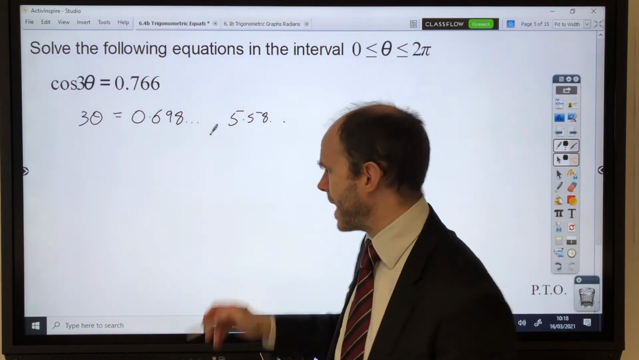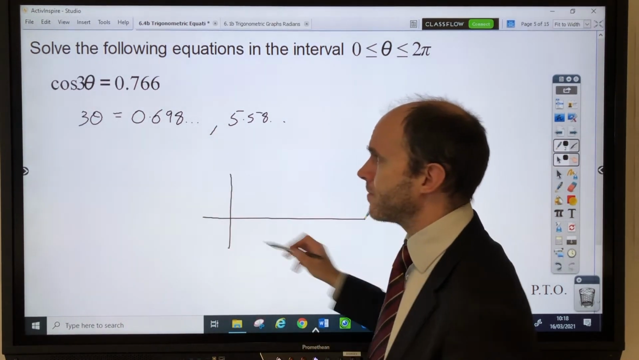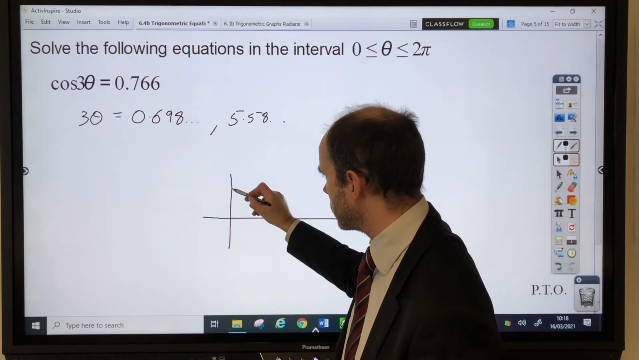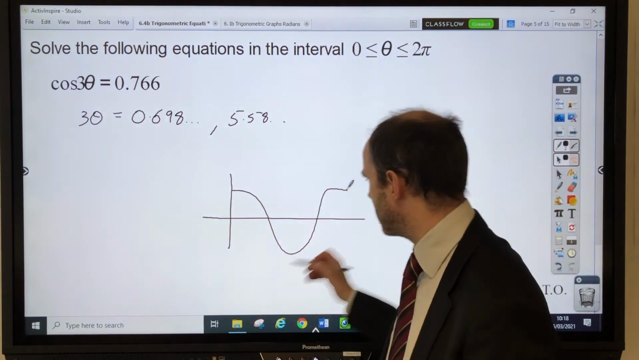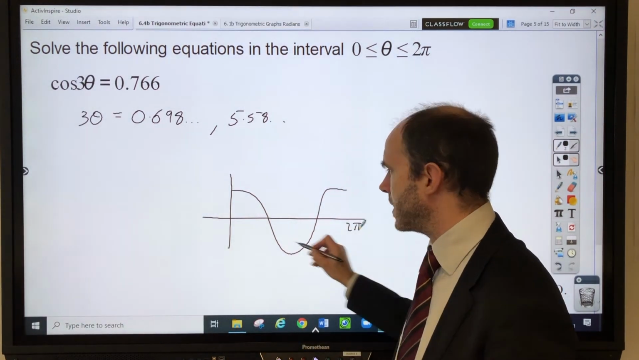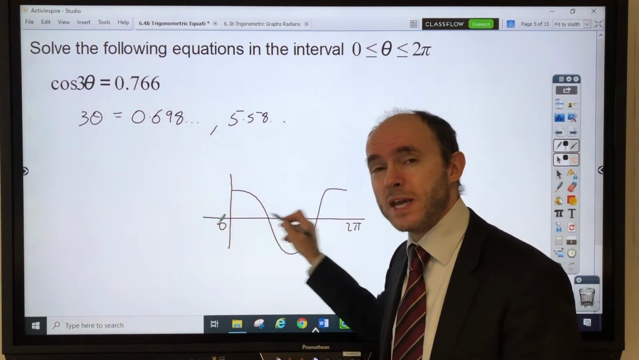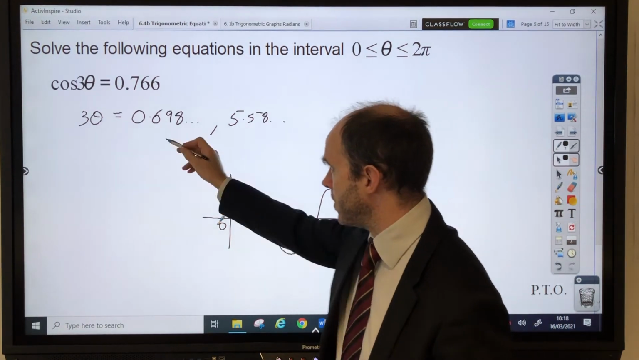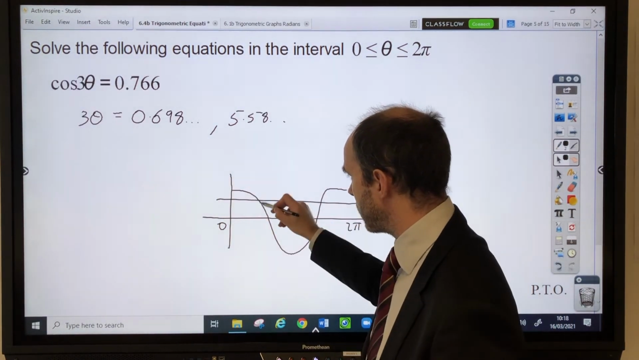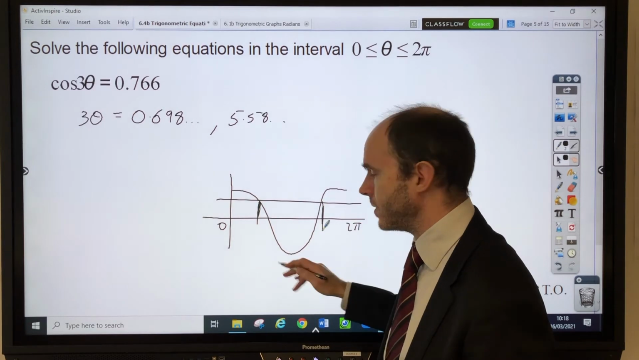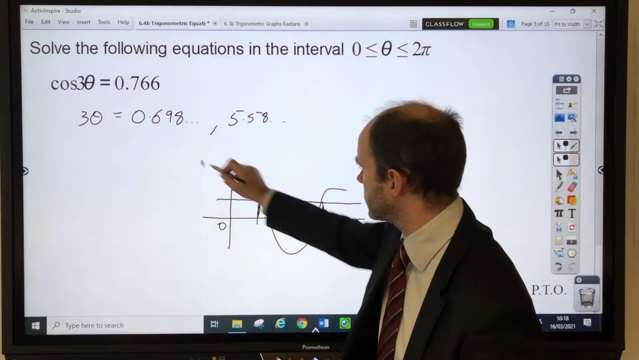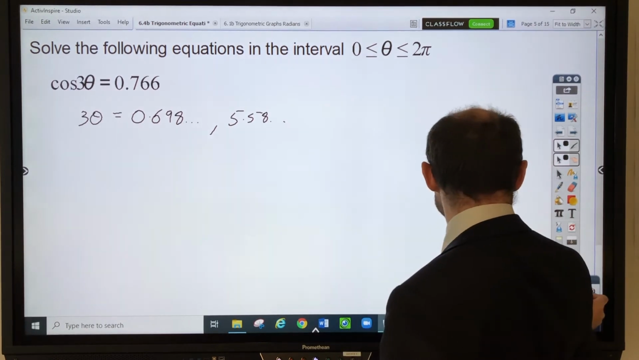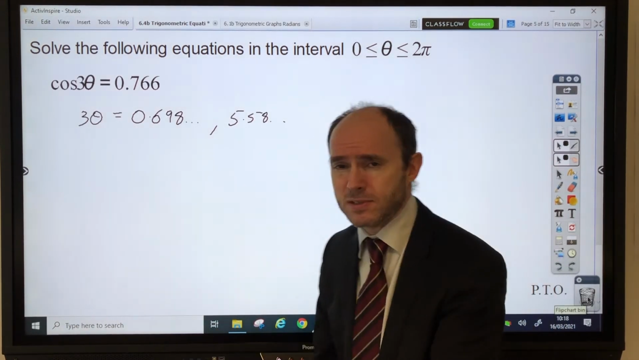Why is this happening? Well, don't forget, despite the fact you've got cosine 3 theta, your graph operates on cosines and inverse cosines. And so when you do the inverse cosine, it's looking at your domain between 0 and 2 pi. And so the first answer I'm getting is that one there, you see. And the second answer is that one there. And I just need to generate even more. So the thing to do is just keep on adding 2 pi to each of these answers, okay?